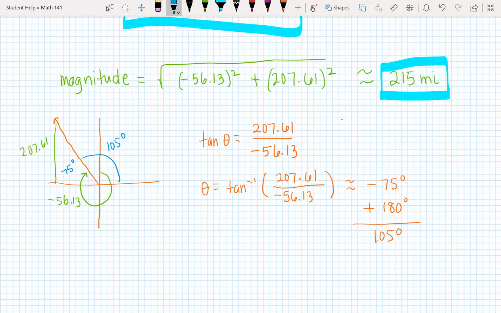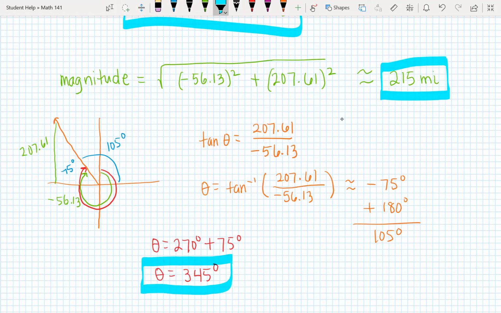And notice that the green is not starting from the positive x-axis, but it's starting from the north, right? So I've gone 270 degrees to here, plus another 75. So I think that the angle is going to be 270 degrees plus another 75. So theta is going to be 345. And again, that's the same answer that we got when we did the problem in the last section.